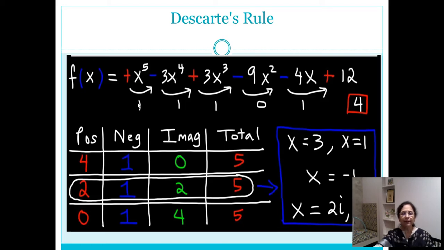This is another example which is used for counting the number of sign changes. Quickly we can go through: positive to negative, 1 sign change; negative to positive, 2nd sign change; positive to negative, 3rd sign change; no sign change; again 1 sign change. So 1, 2, 3, 4 are the possible positive real roots. Okay, so positive real roots are written here.